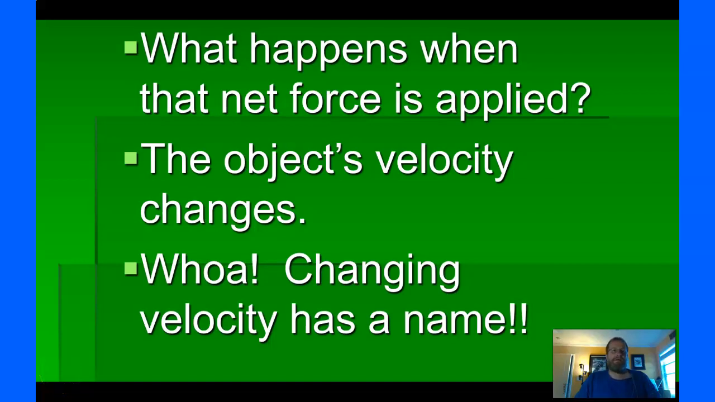Welcome back. So, when you last heard me, I was talking about net forces being applied to objects. Force equals mass times acceleration.